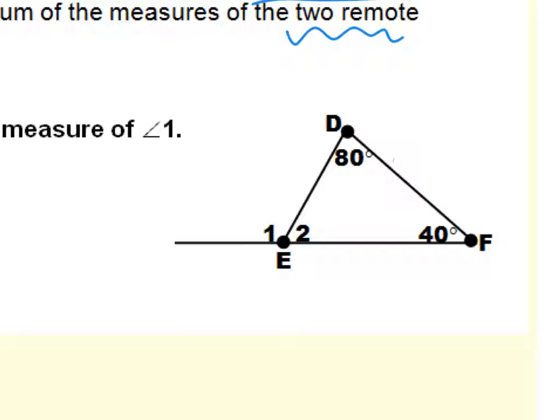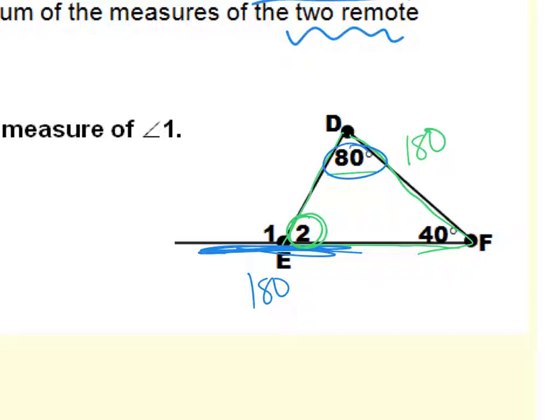Okay, so remember, triangles add up to 180. So 80, 40, and angle 2 have to add up to 180. Also, straight lines add up to 180. So if I know 80, 40, and angle 2 all add up to 180, and 2 and 1 add up to 180, then 80 and 40 have to be the same thing as angle 1. Because whatever 2 is for the triangle is going to be whatever 2 is on the line.